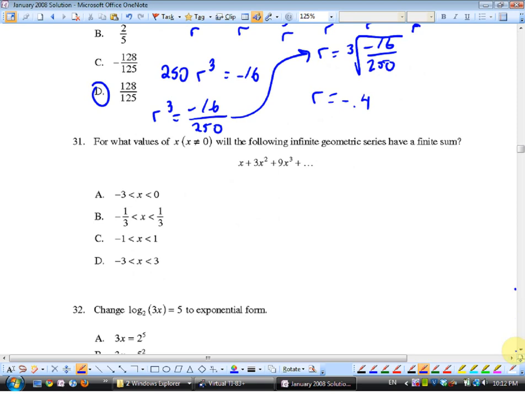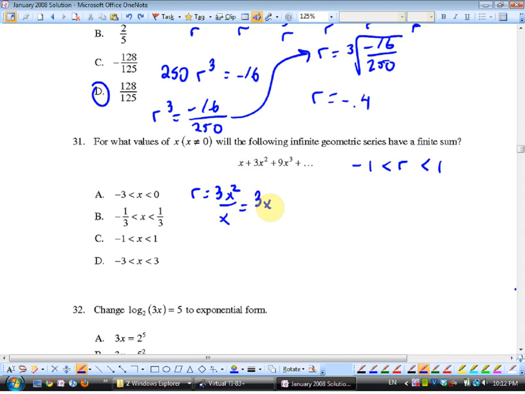For what values of x will the following series have a finite sum? Well, if it's an infinite series, what we're really saying is that r has to be between negative 1 and 1. What's r here? 3x squared over x. r is 3x.